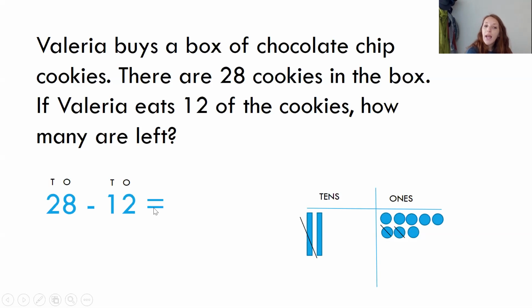Now I need to find my answer. What is left? The question is, how many cookies are left? What is left? 1 ten. Mm-hmm. Here's my 1 ten. And how many ones? Count them up. And 6 ones. Who can read this number for me? If you said 16, you are right. Great job, guys. We're going to do 2 more.